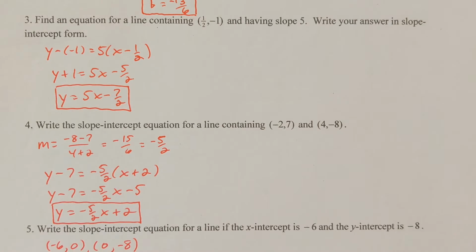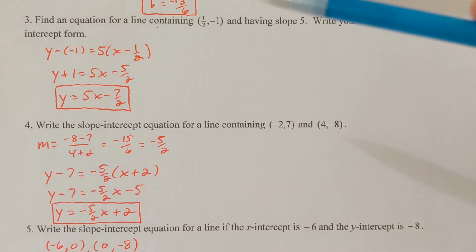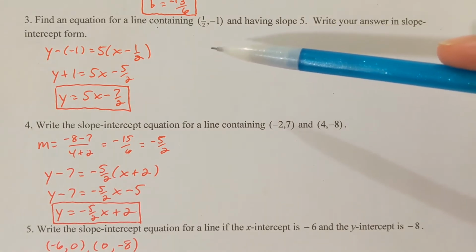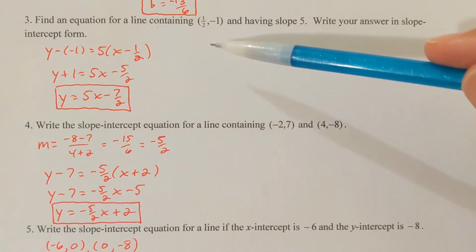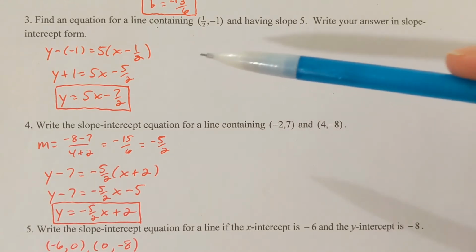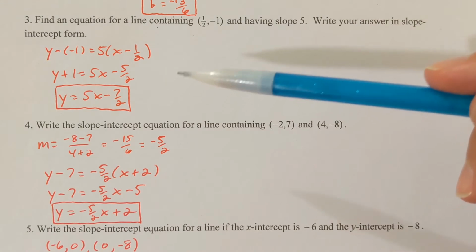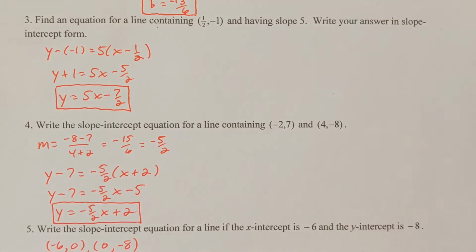Find an equation for a line containing the point (1/2, negative 1) and having a slope of 5. Write your answer in slope-intercept form. Okay, so if I start with the point-slope form of an equation of a line, y minus y1, where y1 is negative 1, equals the slope 5 times x minus x1. x1 is 1/2. So that would be y plus 1 equals 5x minus 5/2. Subtract 1 from both sides. y is equal to 5x minus 7/2 is the answer.